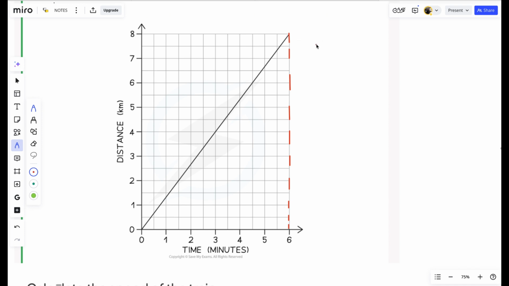Remember our gradient, our speed in a distance-time graph is equal to the gradient, and is equal to the rise over run. Change in y over change in x, equals change in the y-axis over change in x. So in this regard, we simply say our speed is equal to, what is our change in y?